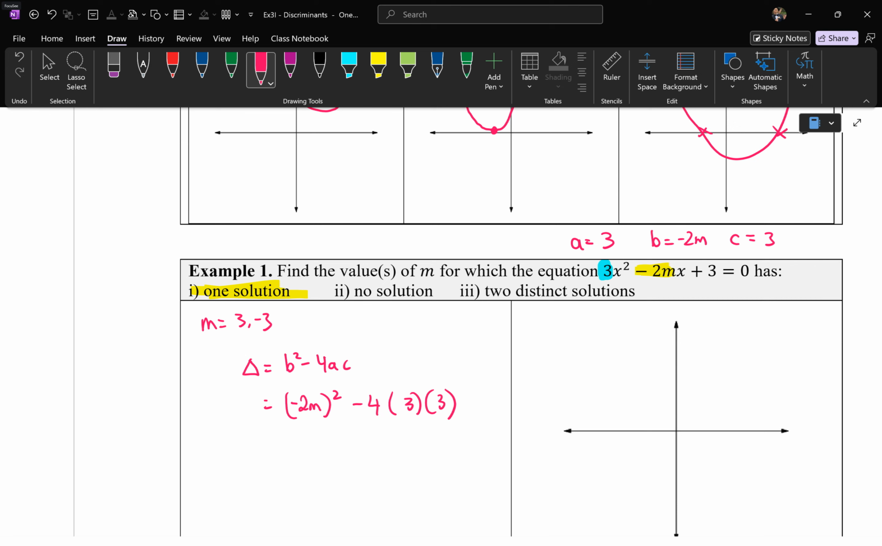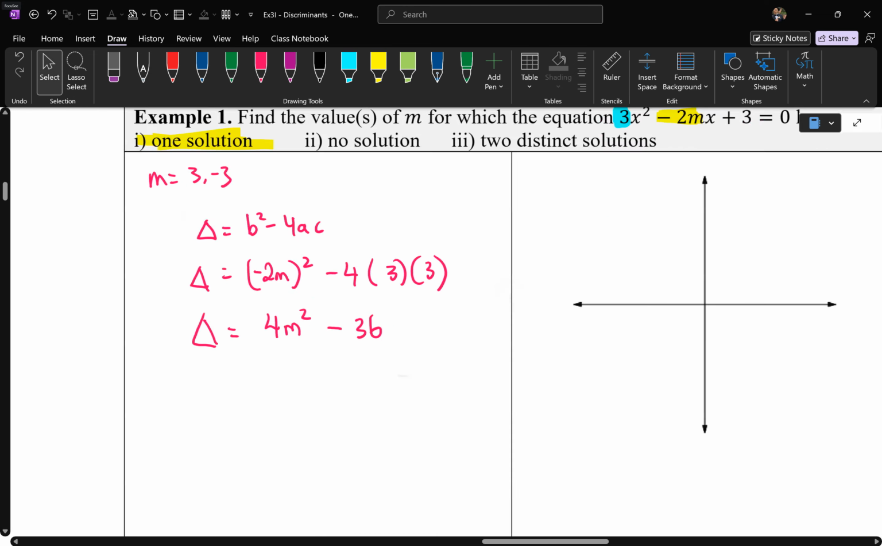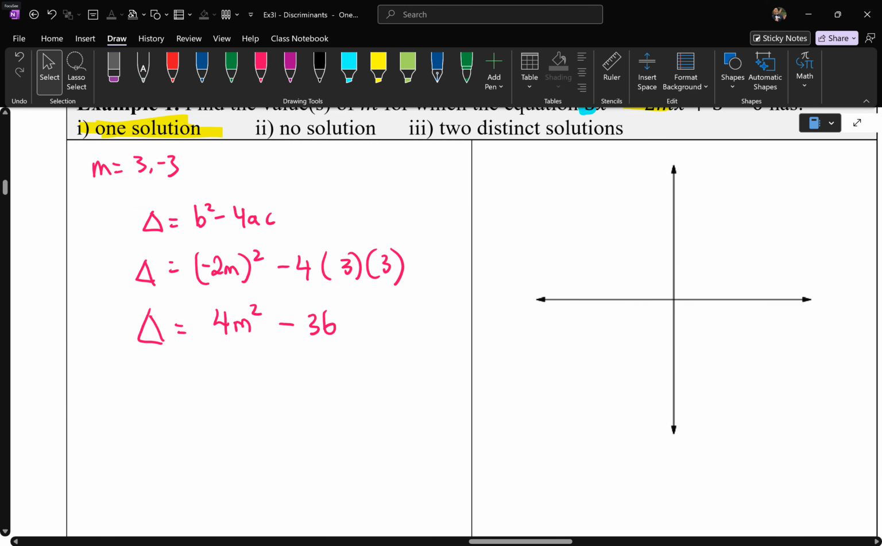Let's simplify that. You get the discriminant is equal to, now (-2m) squared is -2m times -2m. So you get positive 4m squared minus 3 times 3 is 9. 9 times 4 is 36. So this is what I get.